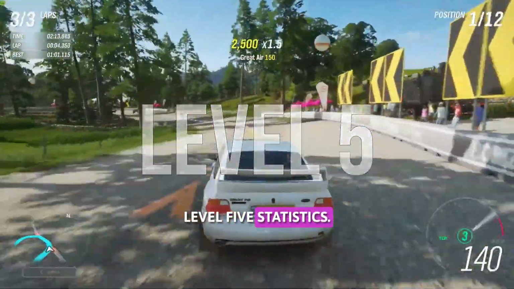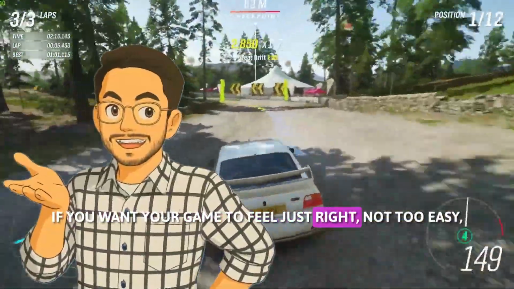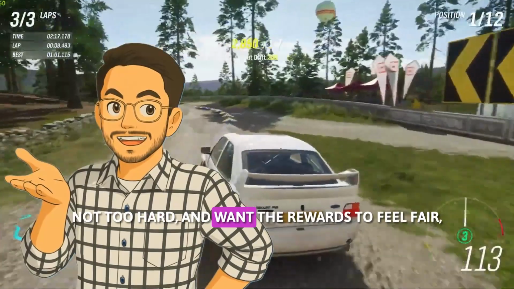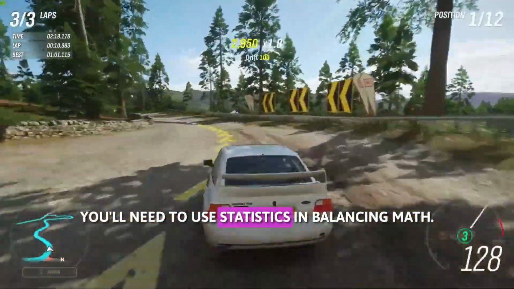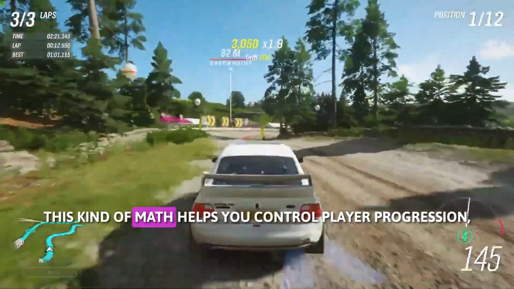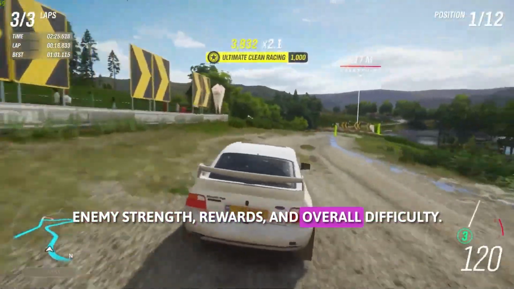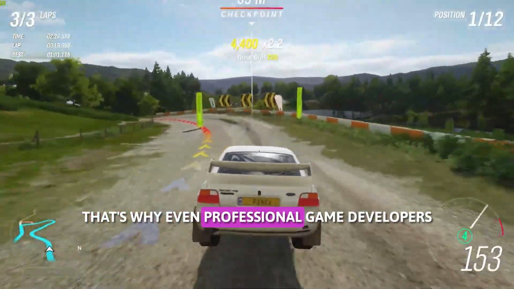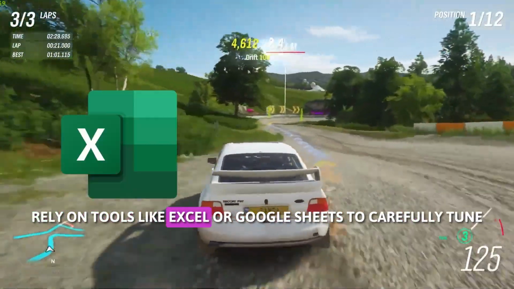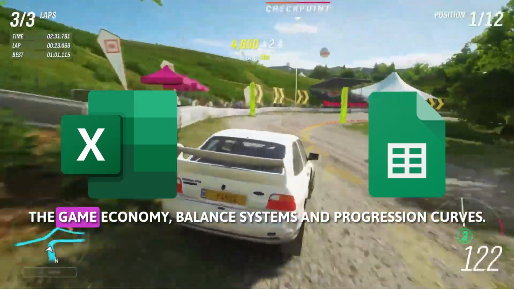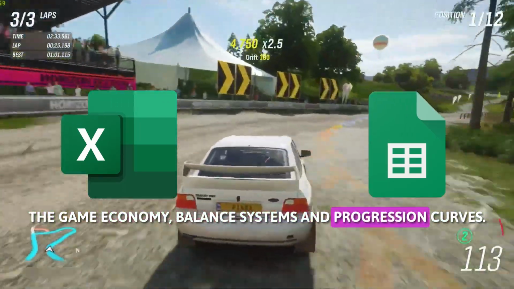Level 5, Statistics. If you want your game to feel just right, not too easy, not too hard, and want the rewards to feel fair, you'll need to use statistics and balancing math. This kind of math helps you control player progression, enemy strength, rewards, and overall difficulty. That's why even professional game developers rely on tools like Excel or Google Sheets to carefully tune the game economy, balance systems, and progression curves.